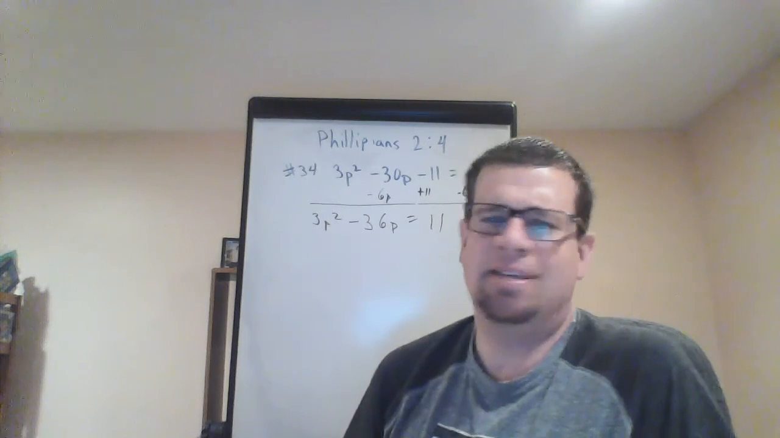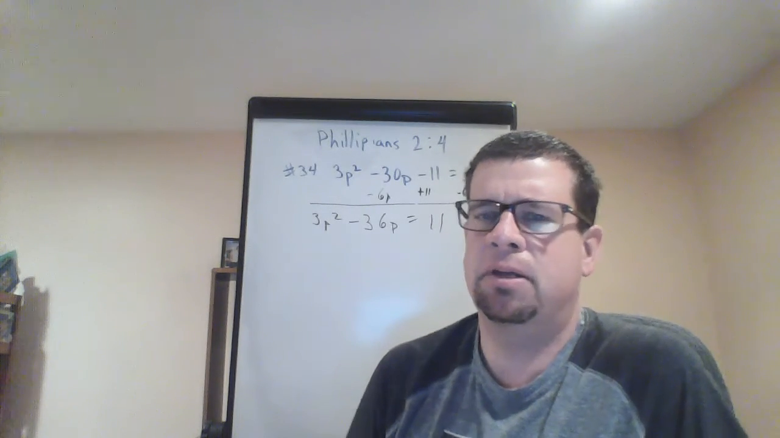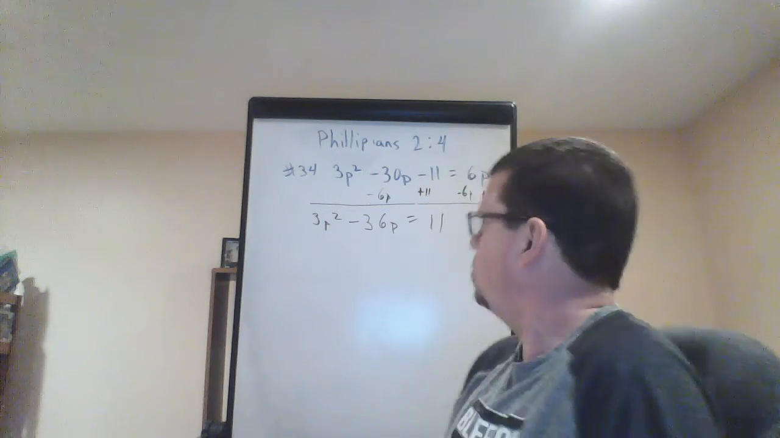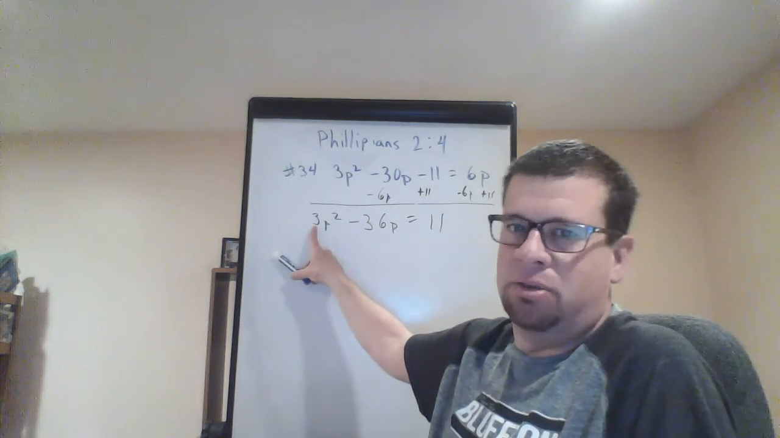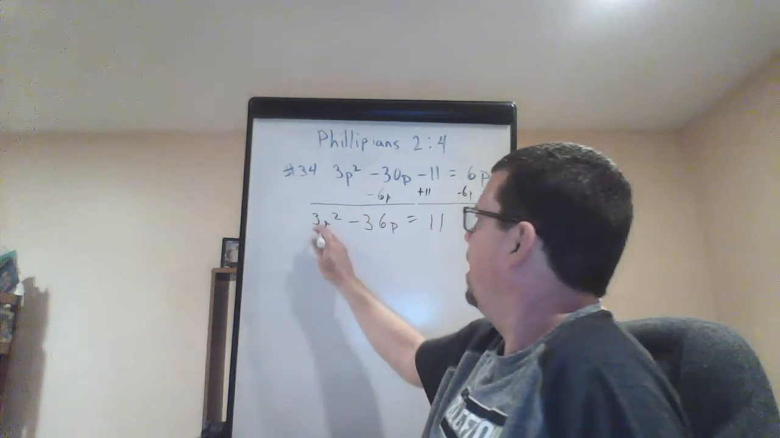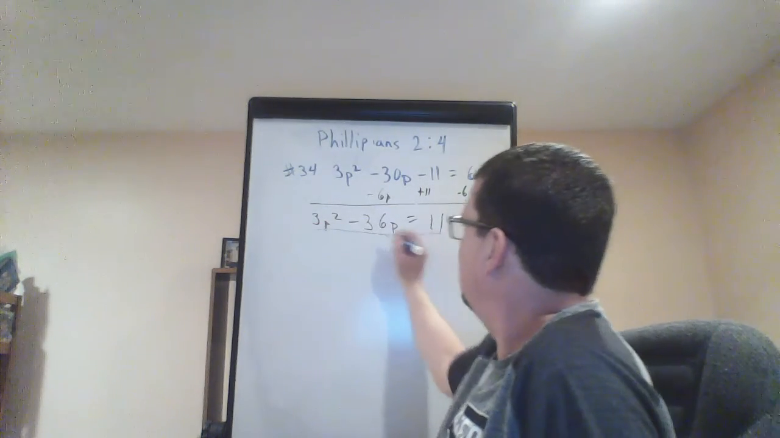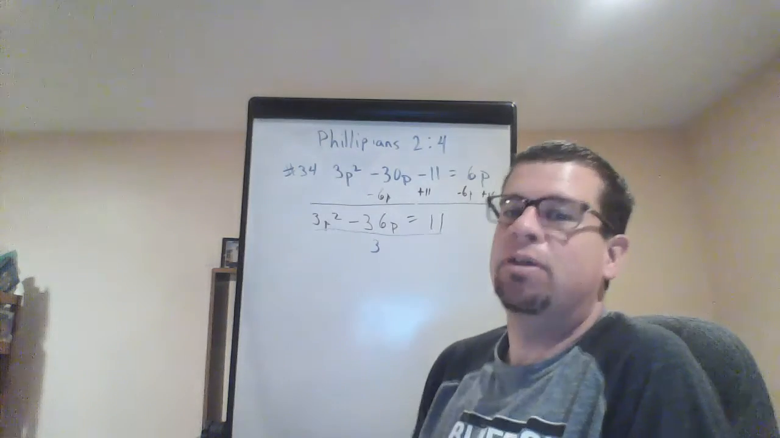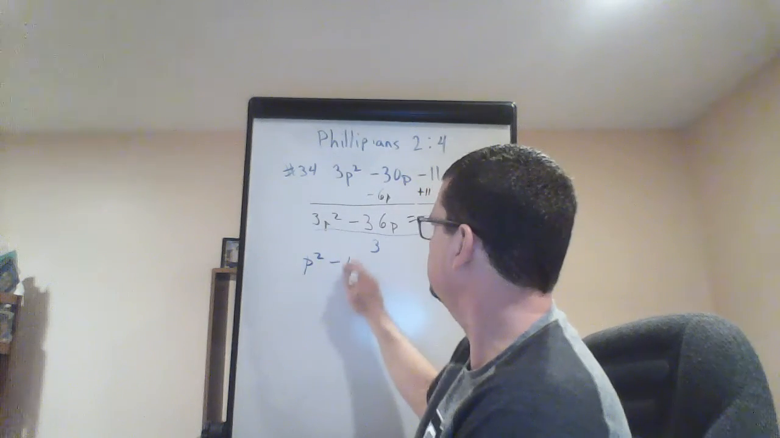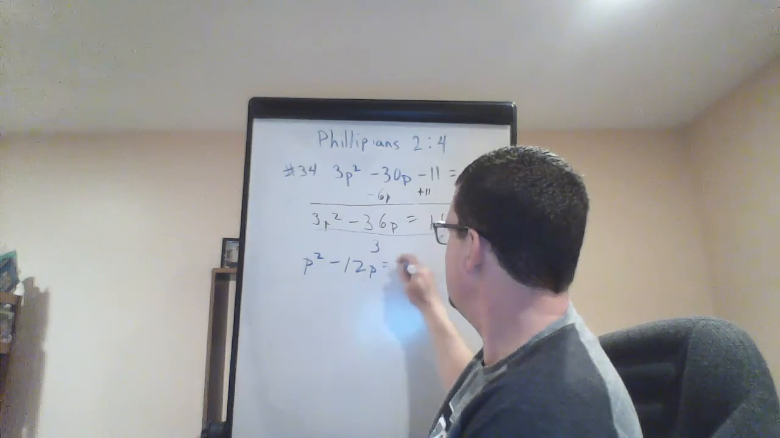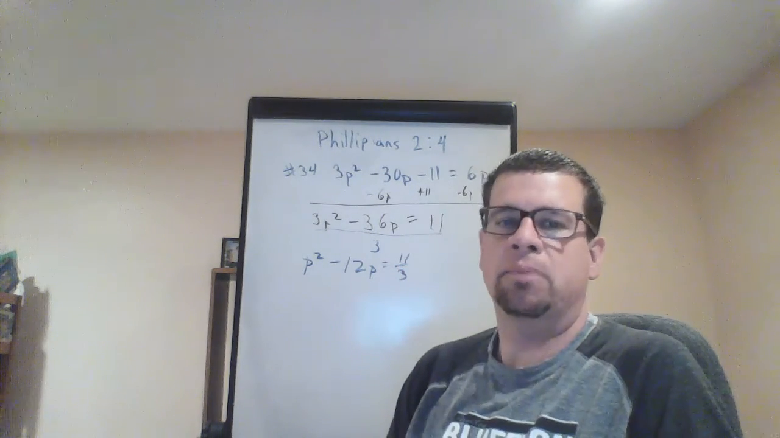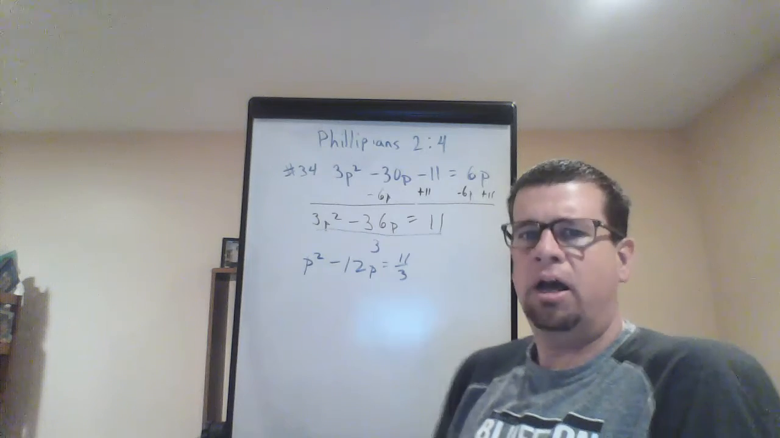Now, this is something I probably should have covered a little bit more in the notes, but hopefully they covered it in the book. But regardless, that's why I'm making these videos. To complete the square, we can't do it if that's a 3p squared. That has to be just a 1. So what I can do is make that a 1 by dividing everything by 3. If I divide everything by 3, that gives me p squared minus 12p equals, and I'm just going to leave that 11 thirds. All right, so now I'm ready to complete the square.